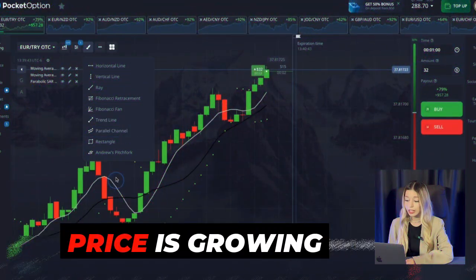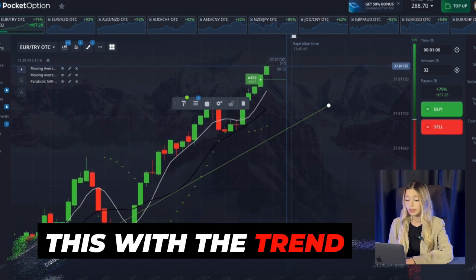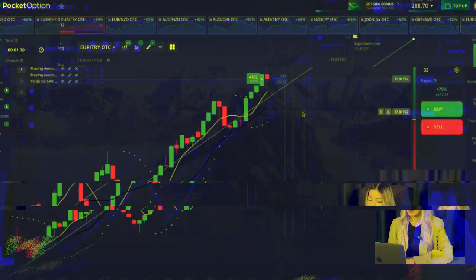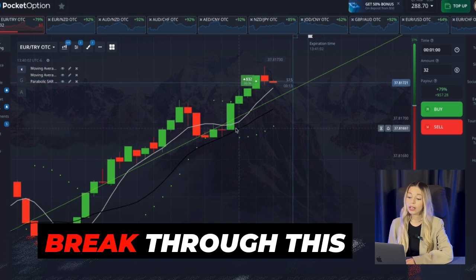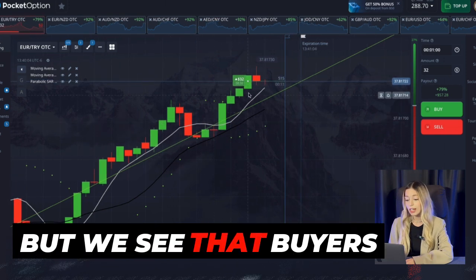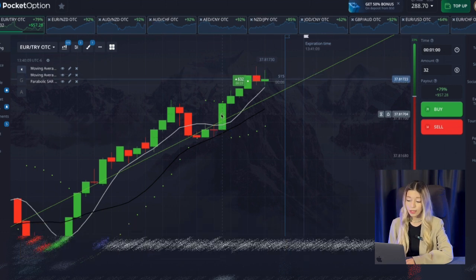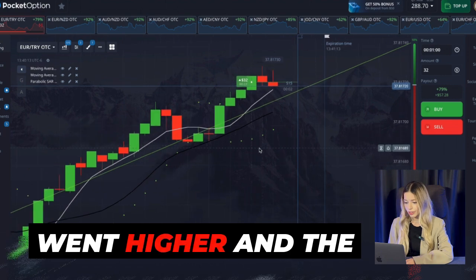We can see that the price is growing confidently, so just let me mark this with a trend line. So it's a very strong and steady upward movement here. Okay, what do we see with the moving averages? The price tried to break through this line, but we see that buyers were stronger and there is no signal for a downward movement. Our white first line went higher and the SAR confirmed this movement. That's why I entered the trade for an upward direction, and the signal works perfectly.